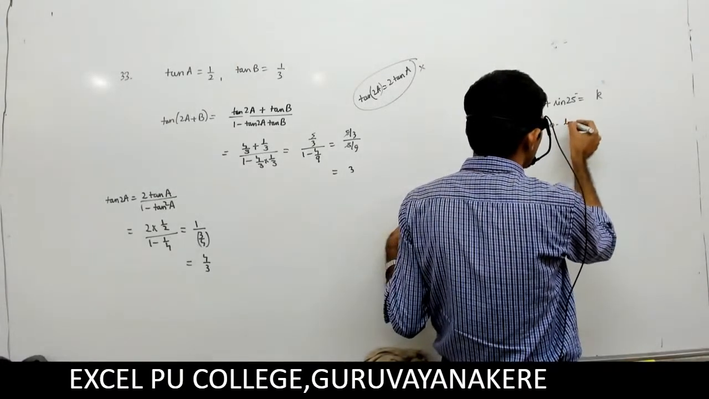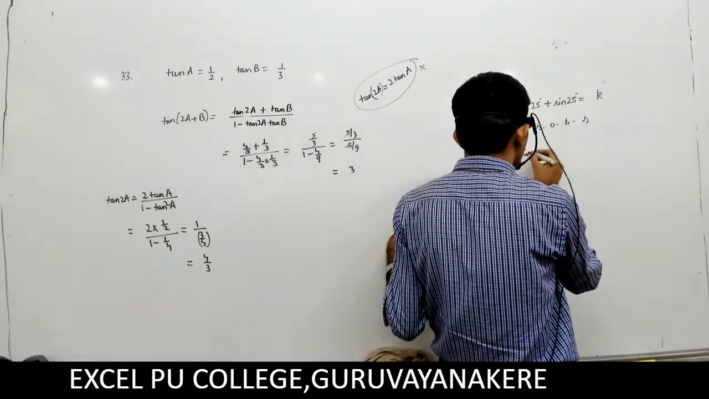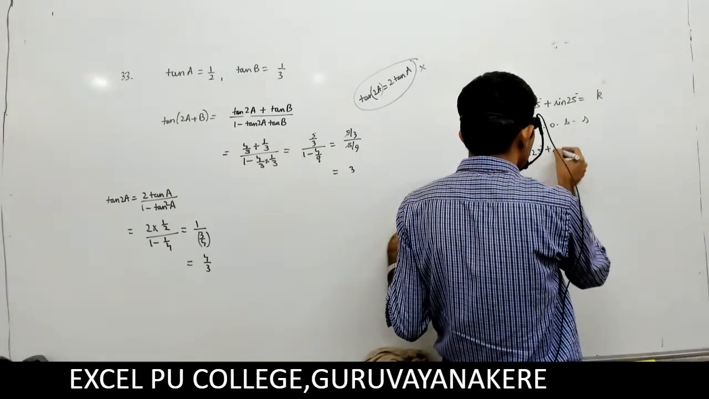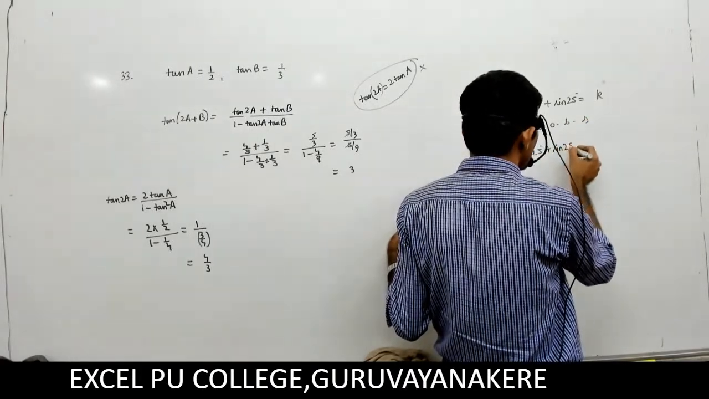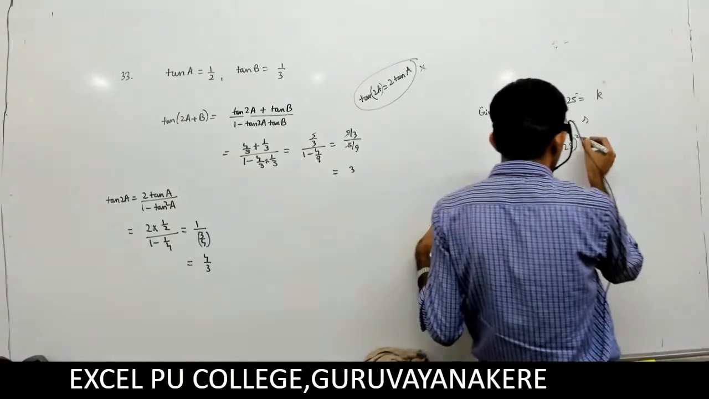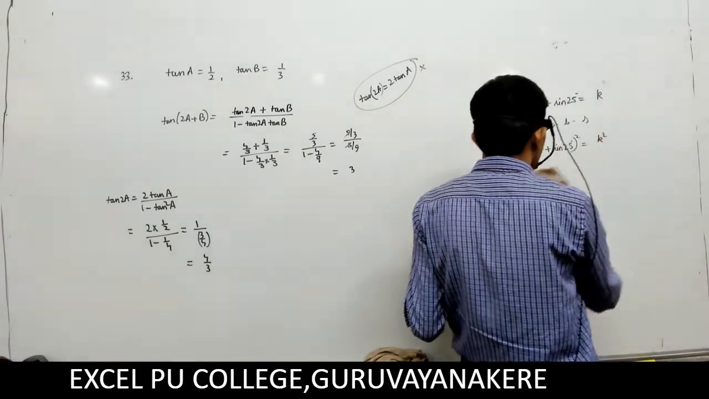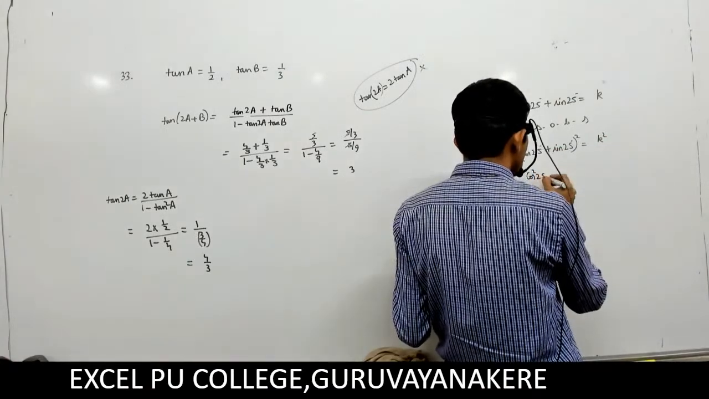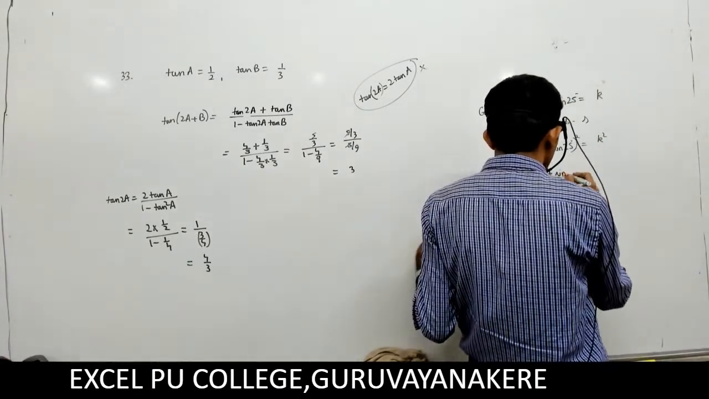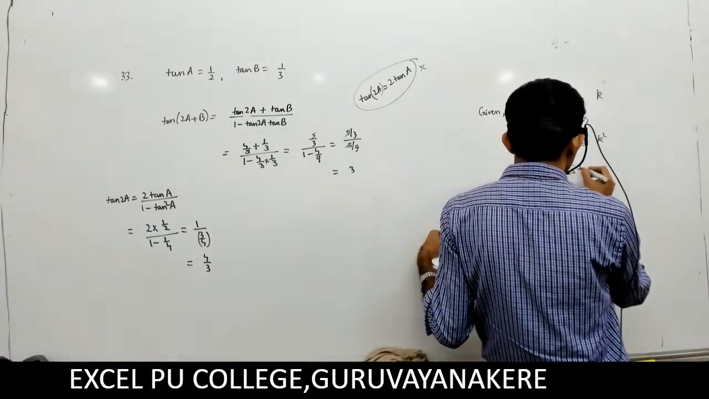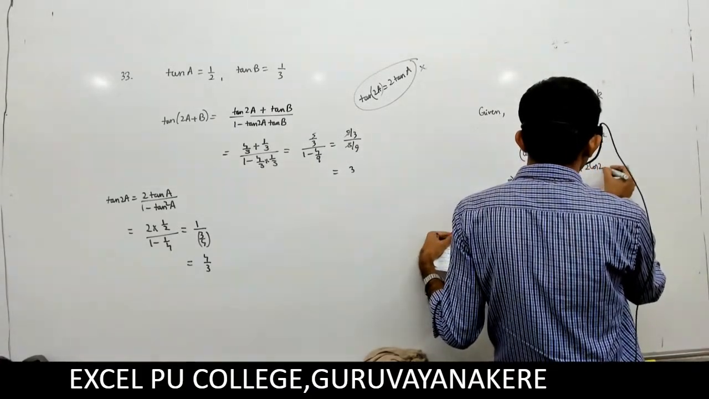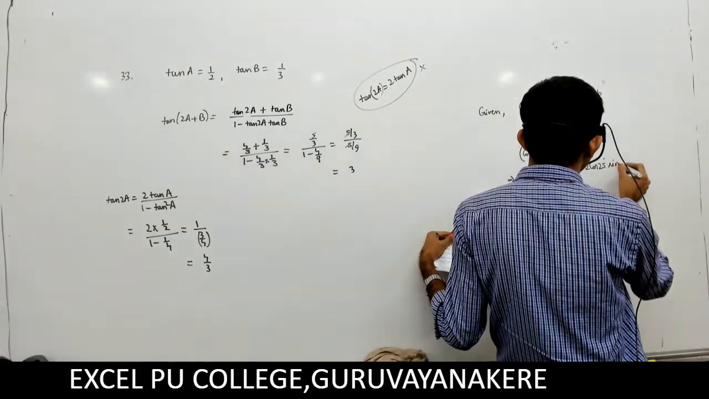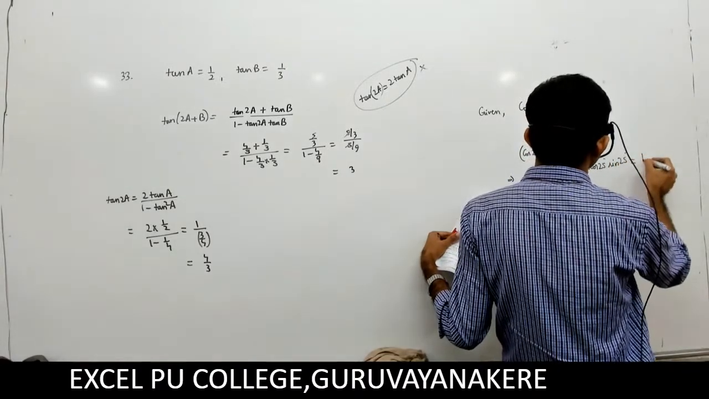Squaring on both sides, what do you get? (cos 25 degree + sin 25 degree) the whole square is equal to k square. Expand it. (a + b) the whole square, that is a square plus b square plus 2ab. So 2 into cos 25 degree into sin 25 degree is equal to k square.